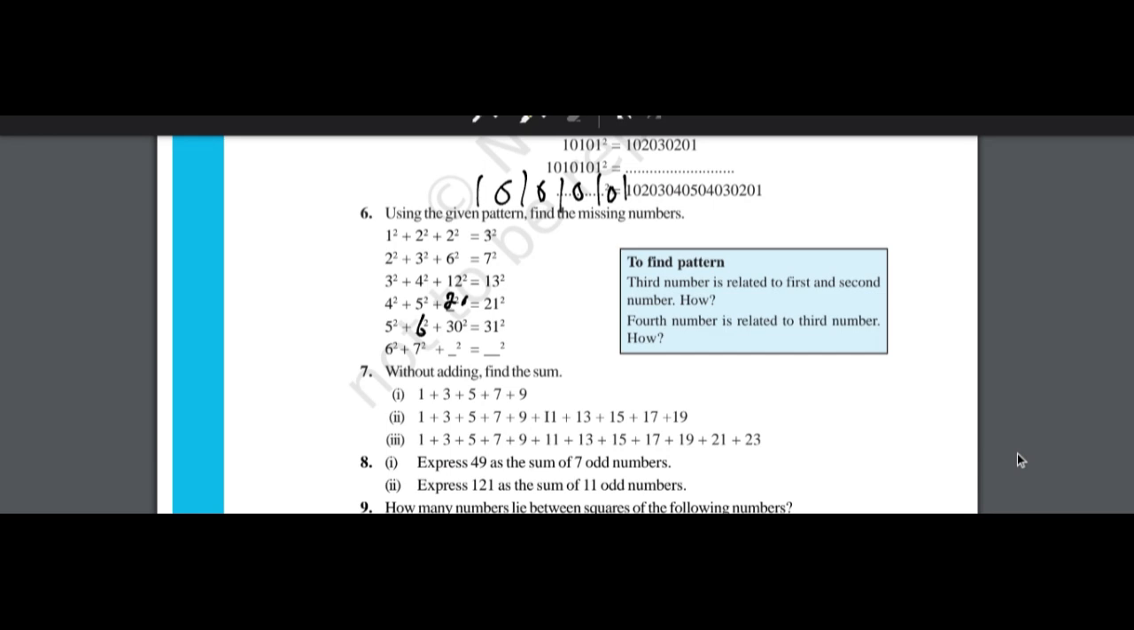And what do you think about the last number? 26, 42. 42. And what will be the answer? 43. Very good.